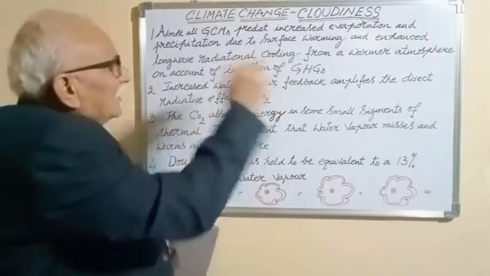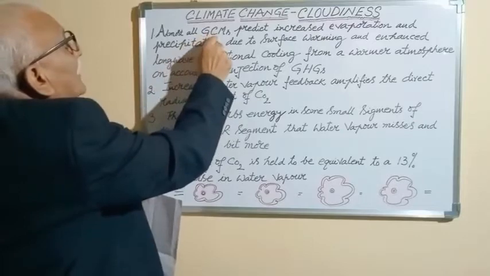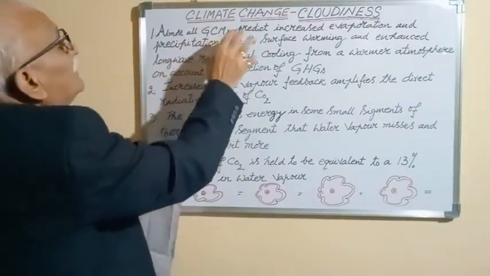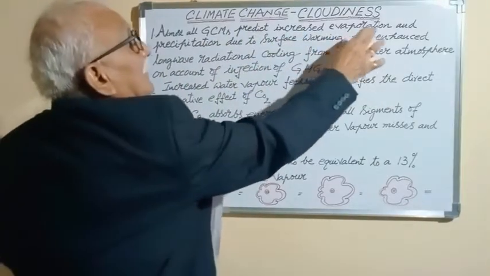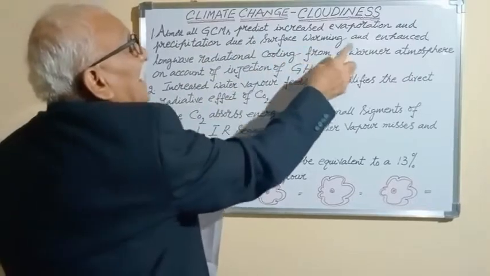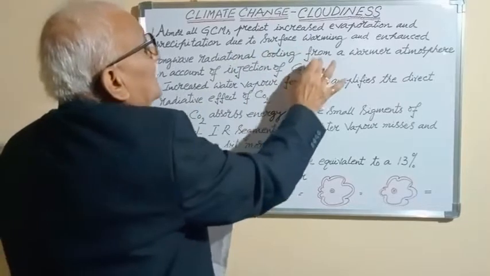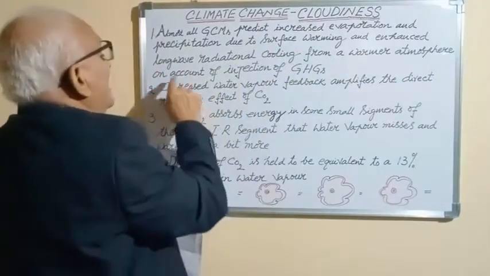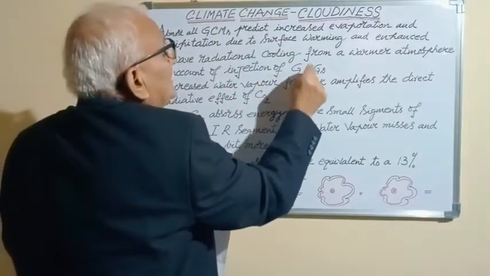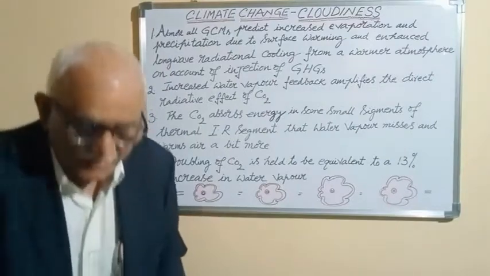Now, climate change and cloudiness. Almost all global climate models, GCMs, predict increased evaporation and precipitation due to surface warming and enhanced long wave radiational cooling from a warmer atmosphere, on account of injection of greenhouse gases, GHGs. So what exactly does it mean?